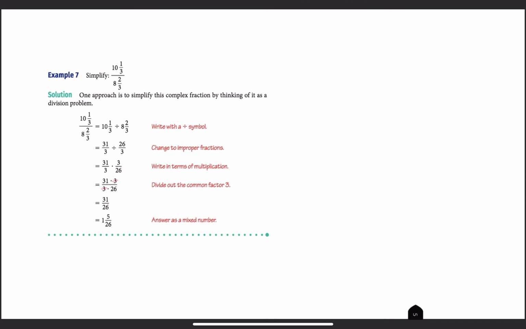All right, so here's one where I am dividing. It's another complex fraction, but I've got to do some prep work before I can actually divide. So the first thing I want to do is turn all of these into improper fractions. So 10 times 3 is 30, plus the 1 is 31. So 31 thirds over 8 times 3 is 24, plus 2 is 26 thirds. So those are improper fractions.